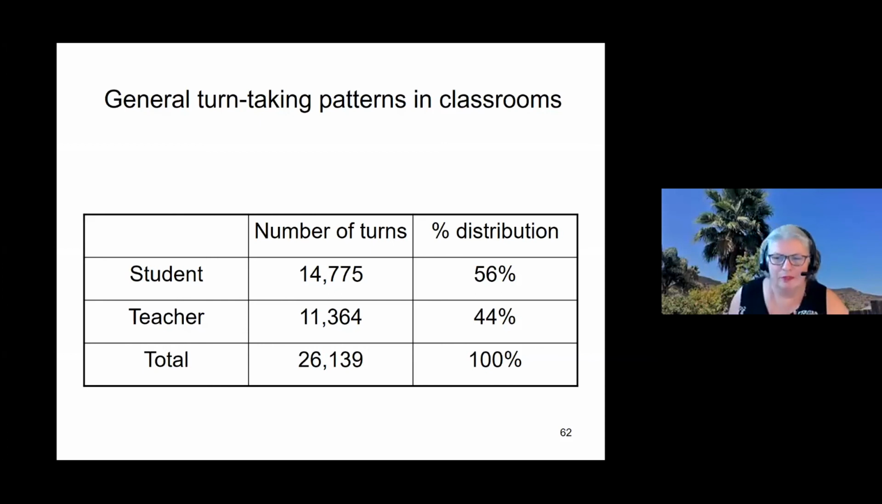Well, let's look at that a little bit more closely. This would be a pretty good number, because 56% of the students are taking turns, and only 44% of the turns are taken by the teachers. So it sounds like pretty interactive classes all across the board.